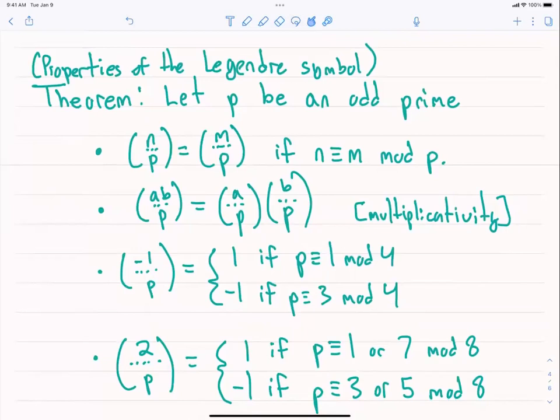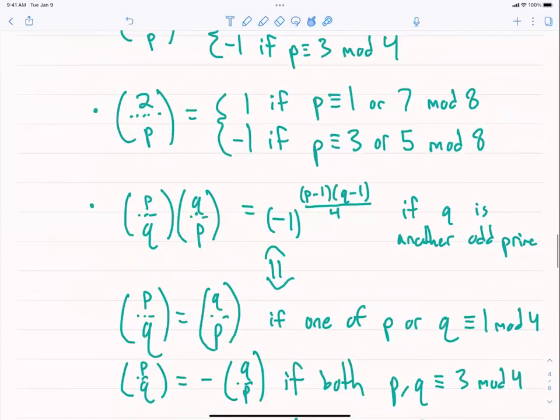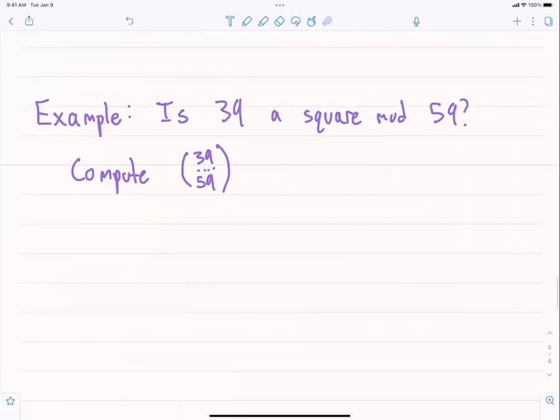So we're going to talk a lot about how you justify this theorem starting next week. But for today and on Thursday, we're just going to look at how we can use the Legendre symbol and these properties to compute interesting things. And so I want to end the lecture today by doing an example of that. Let's answer the question: is 39 a square modulo 59?